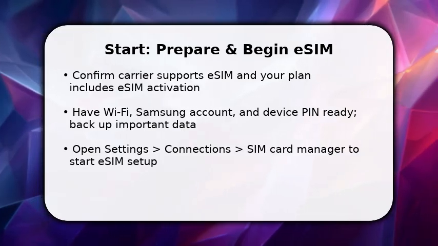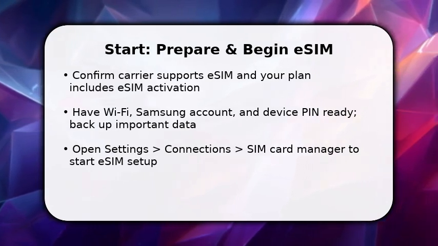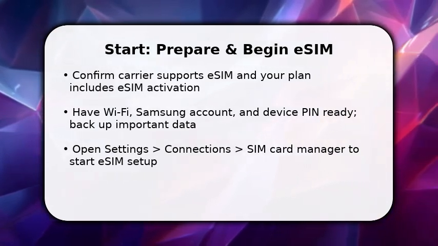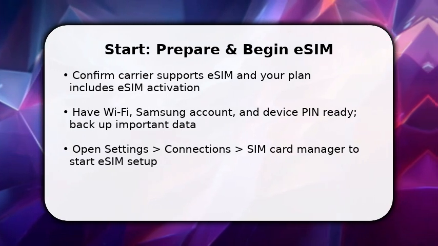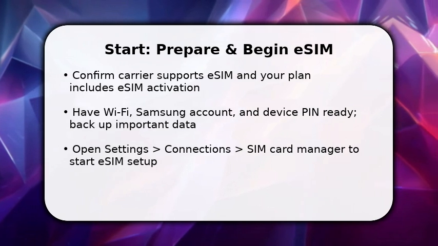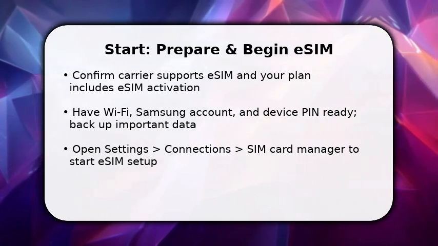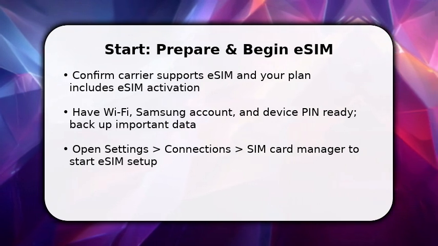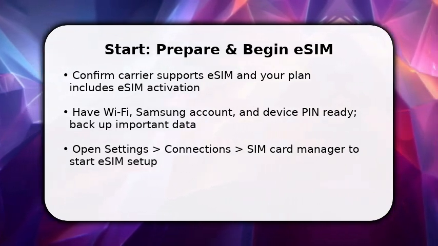You'll begin by verifying carrier support and enabling Wi-Fi. Once done, sign into your Samsung account and unlock the phone with your PIN so activation can proceed without interruptions. Now open Settings, tap Connections, then eSIM Card Manager. This is where you add an eSIM profile.